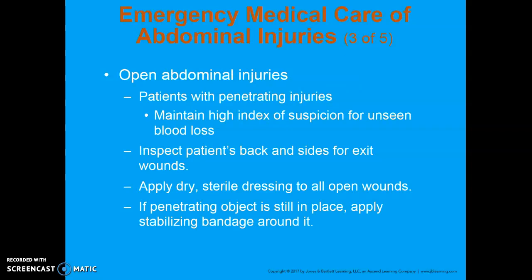Open abdominal injuries: try and maintain a very high index of suspicion for unseen blood loss. We've talked about that a couple of times now. Only a surgeon is going to actually be able to accurately assess the damage. If any object has penetrated the peritoneum, just assume that there are injured organs in there. Inspect a patient's back and sides for any exit wounds or any additional penetration wounds, because like we talked about with stab wounds or gunshots, they know that they've been injured, but they may not understand how many times that they were injured.